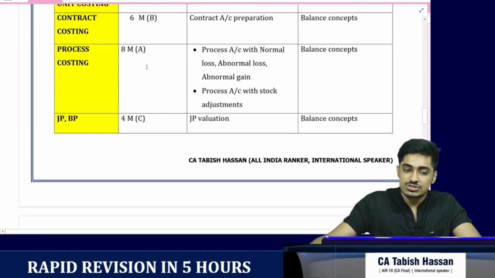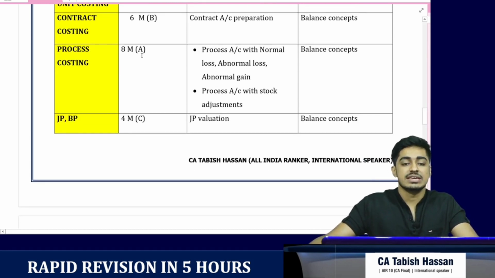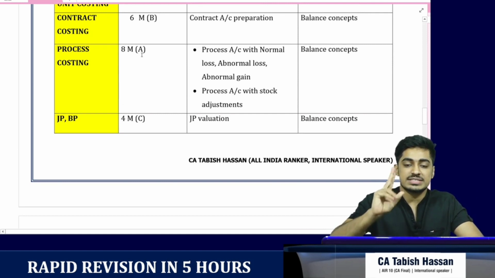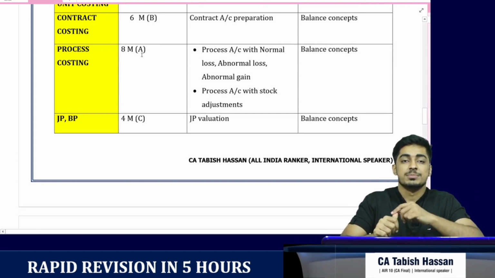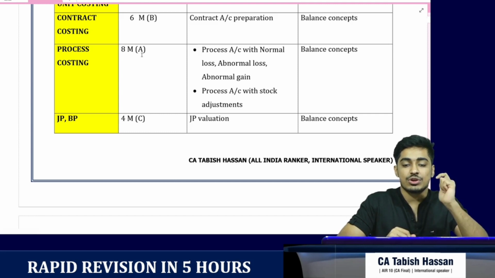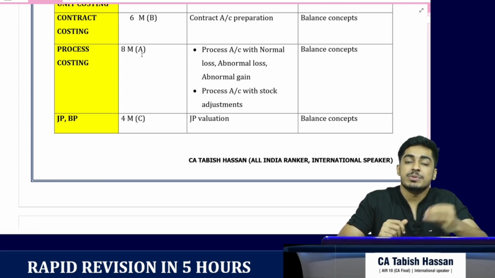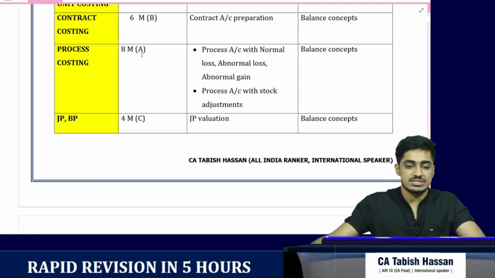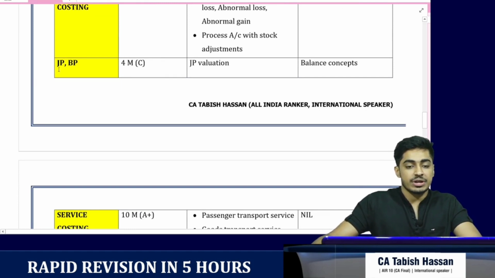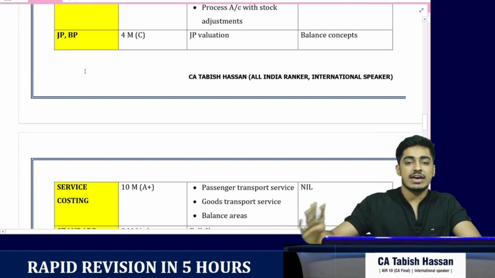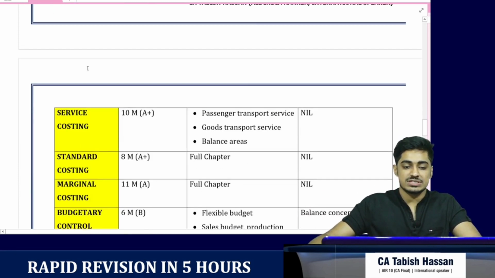Okay. Next is process costing, 8 marks on an average, A category chapter. So majorly 2 types of problems. First is preparation of process account with the normal loss or abnormal gain. That is simple questions. Next is preparation of process account with stock adjustments. All the balance concepts fall in the balance 20%. Joint product by product, 4 marks on an average, C category. Majorly have a look at the joint product evaluation.